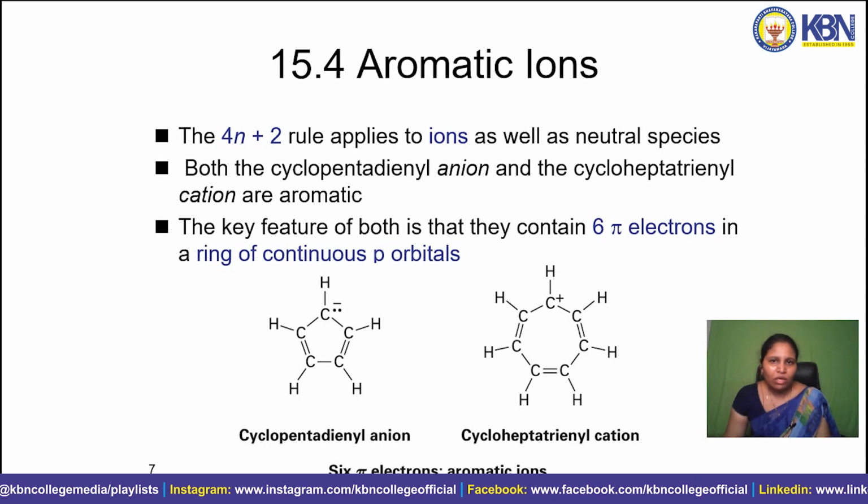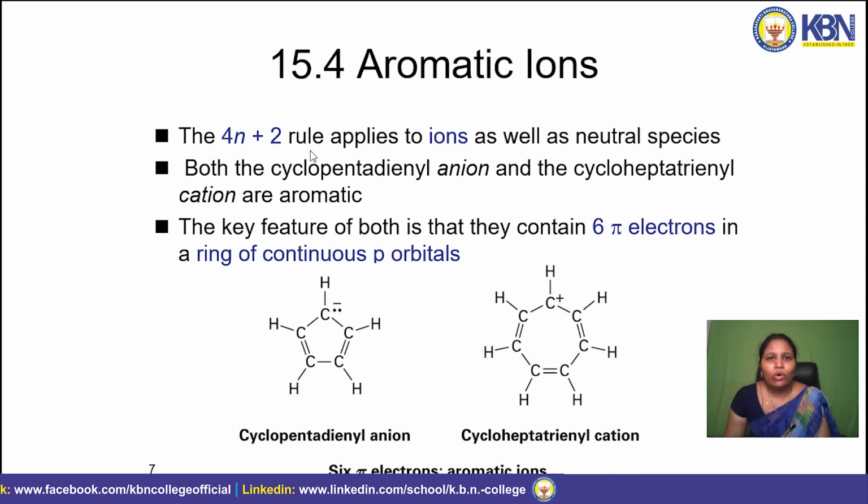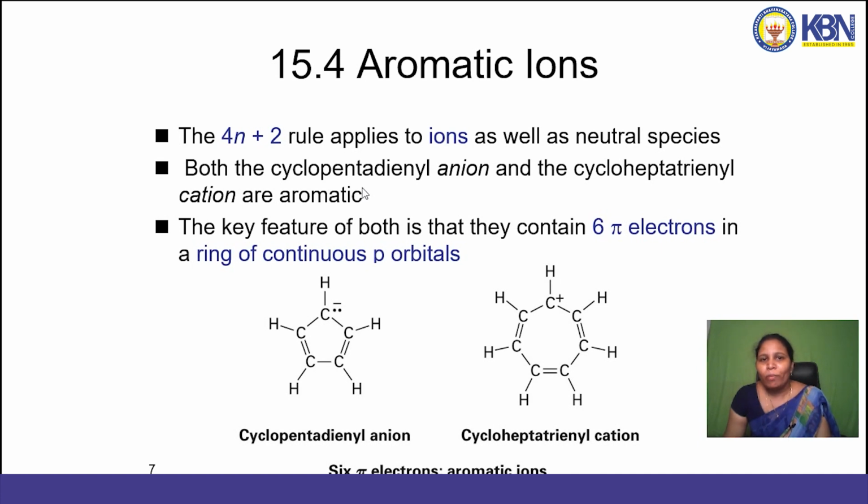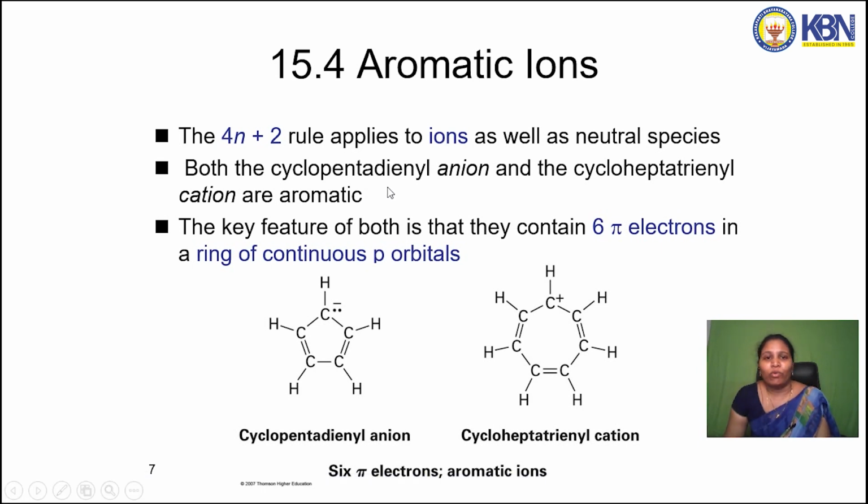Next, coming to some of the aromatic ions. In the case of aromatic ions, the 4n+2 rule applies to ions as well as neutral species. Both the cyclopentadienyl anion and the cycloheptatrienyl cation are aromatic. In the previous point we discussed that cyclopentadiene is not an aromatic compound, whereas its ion, the cyclopentadienyl anion, is aromatic.